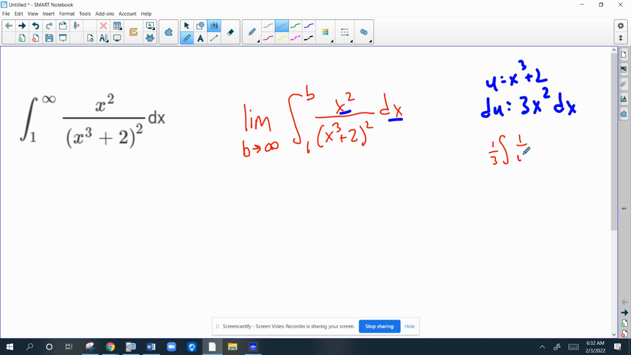of 1 over u squared. And remember, that's u to the negative second, so you add 1, u to the negative first, and divide by a negative 1 or multiply by a negative 1. So that's the result of our integral.